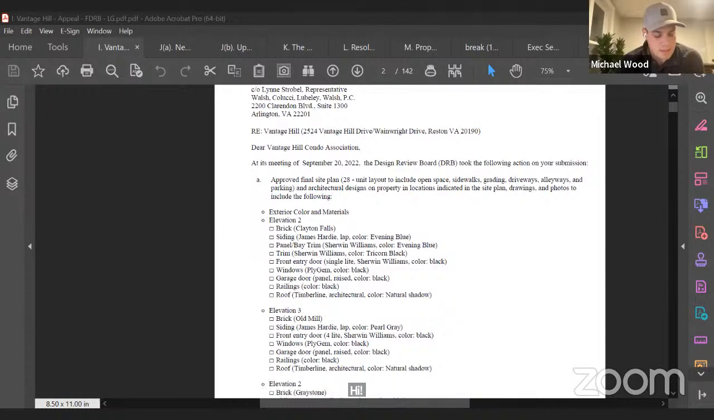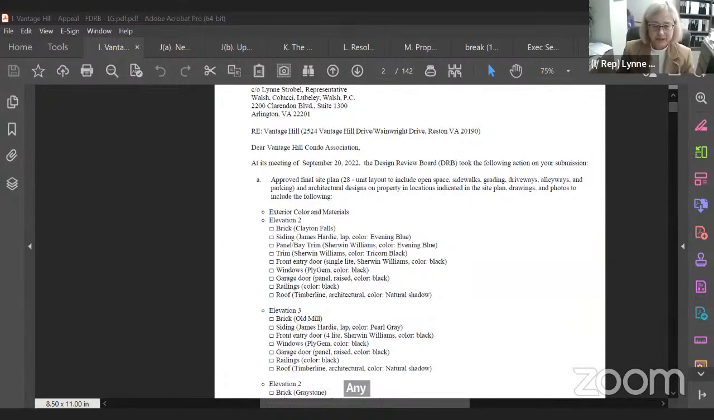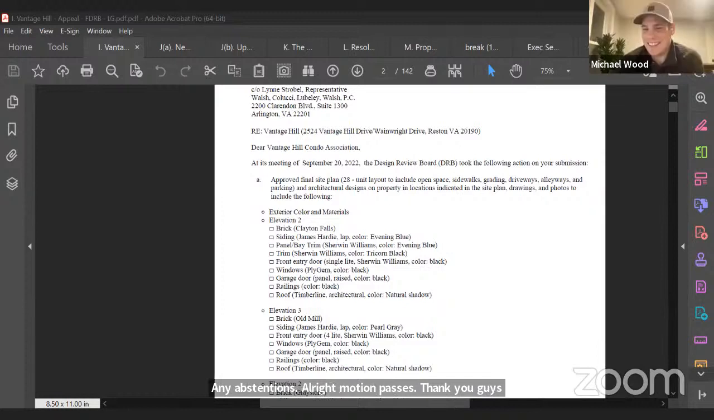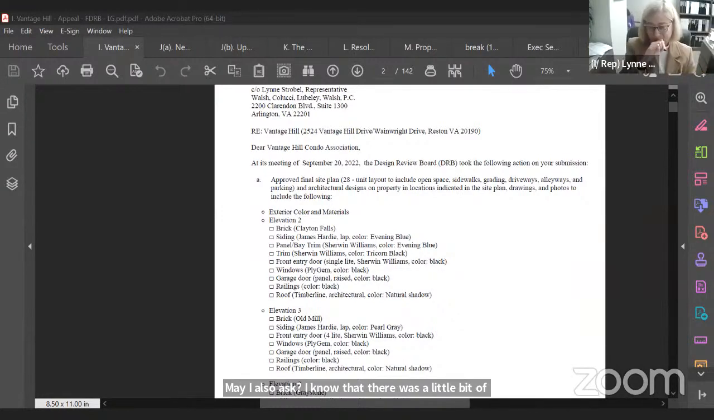Any abstentions? All right. Motion passes. Thank you, guys. May I also ask, I know that there was a little bit of confusion in the first letter we had about a 6-month implementation period, and I want to make sure that that's not part of the requirement. You guys can't build everything in 6 months. We cannot get it done in 6 months.